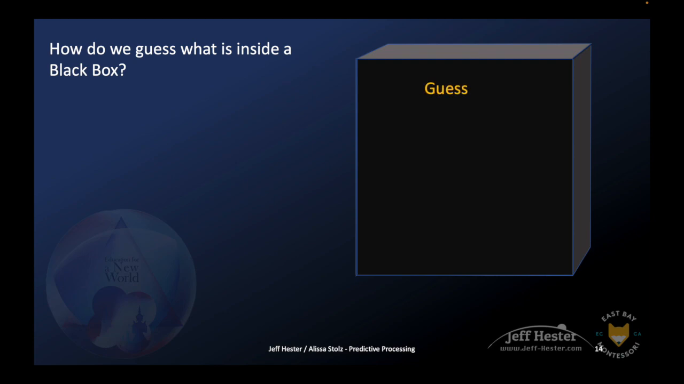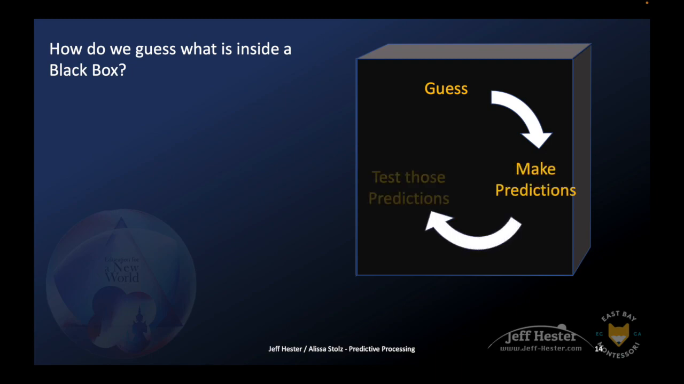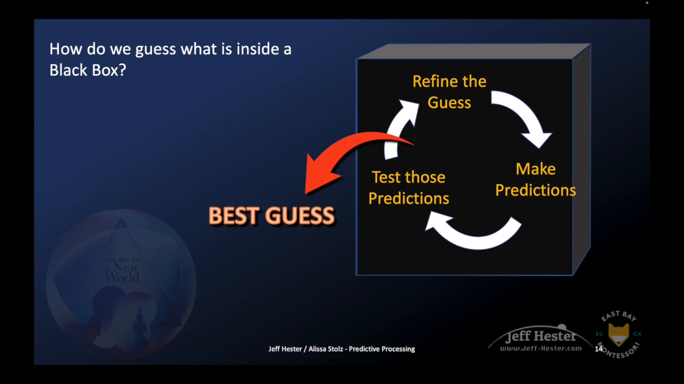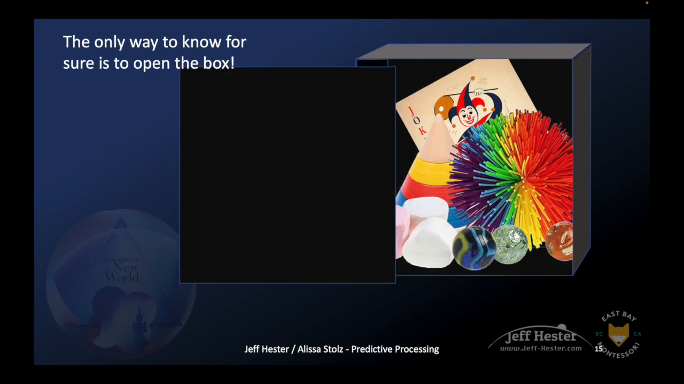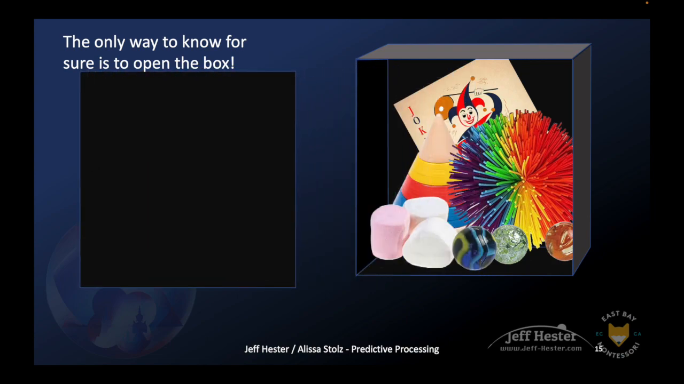The answer is, we make a guess. We use that guess to make predictions. We then test those predictions. Maybe we pick it up, we shake it, we rattle it, whatever. Based on those, we refine our guess. And around and around and around we go until finally we come up with a best guess of what's inside the box. You can ask how good is the guess. The only way to know for sure is to open it. So you open the black box. Who knows what's inside?